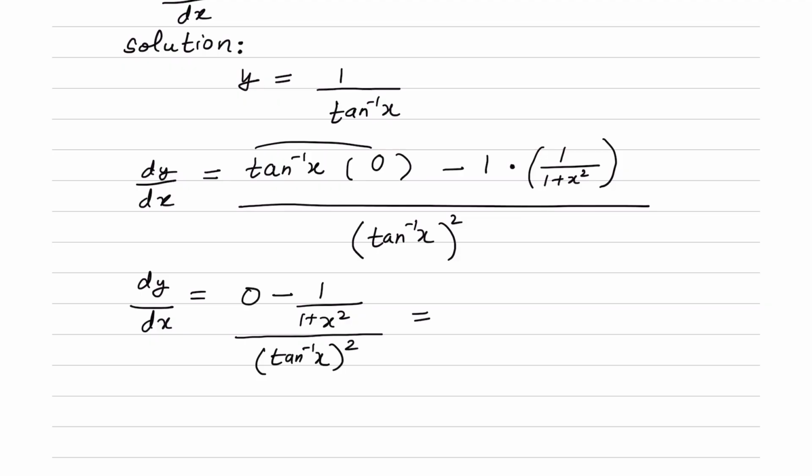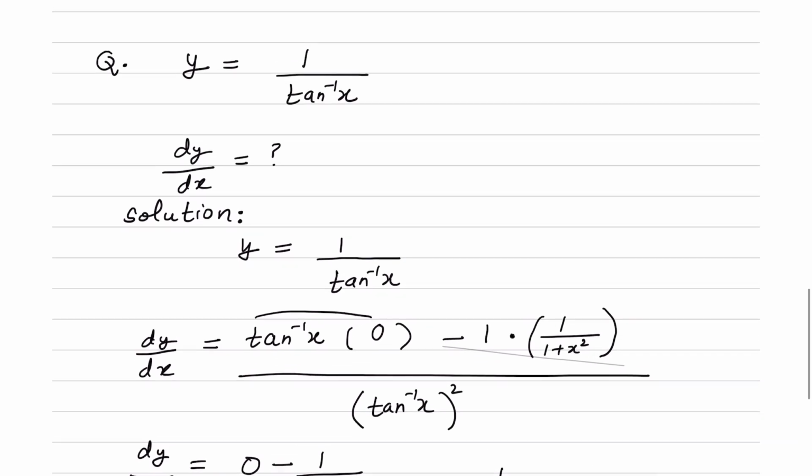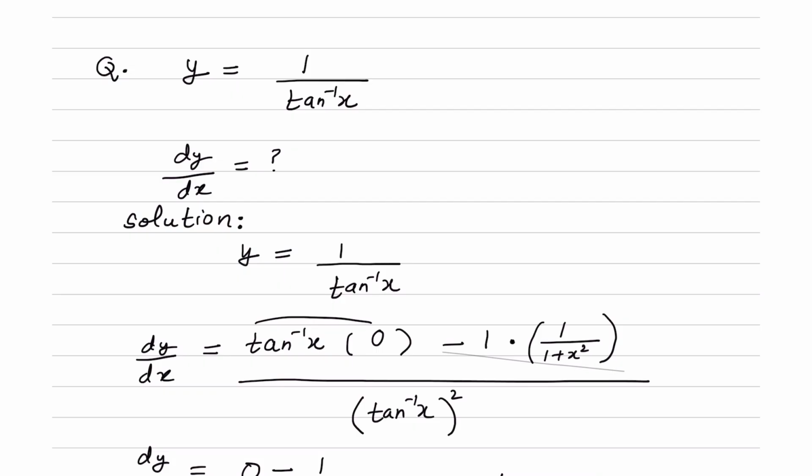We can simply write it as minus 1 over 1 plus x square tan inverse x whole square. So this is the derivative of the expression y equal to 1 over tan inverse x. Please know that you cannot write this expression as y is equal to tan to the power 1 of x.